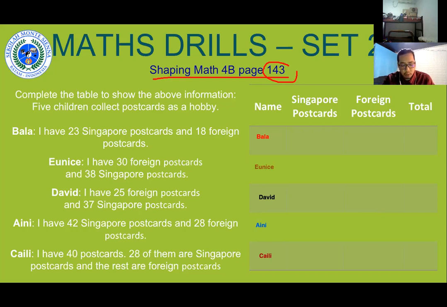So here you have to complete the table. We have statements here like, Bala: I have 23 Singapore postcards and 18 foreign postcards. So you have to write how many for each column. And then don't forget to add to get the total. It's either plus, add, or subtract. It depends on the situation.